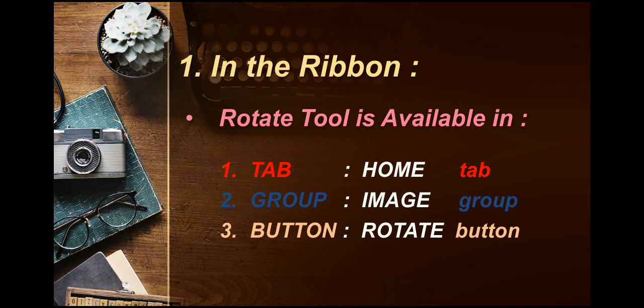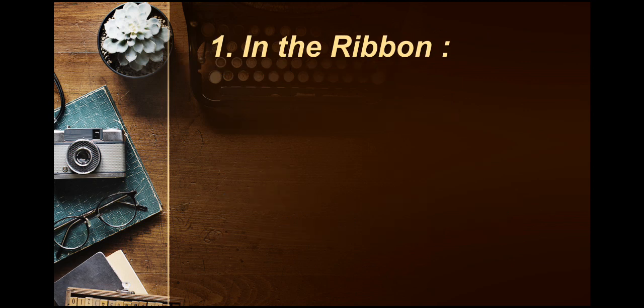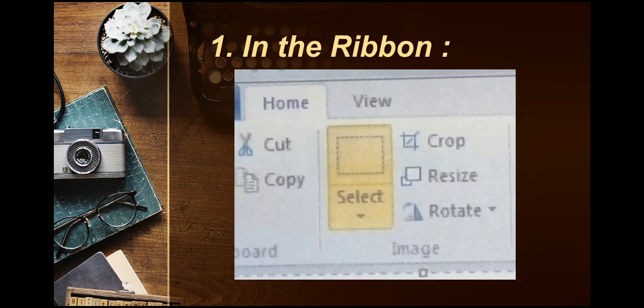Listen again. What is the procedure to go through the ribbon? Click on the home tab, image group and rotate button. Look at the pictorial form. Yes, our ribbon looks like that.